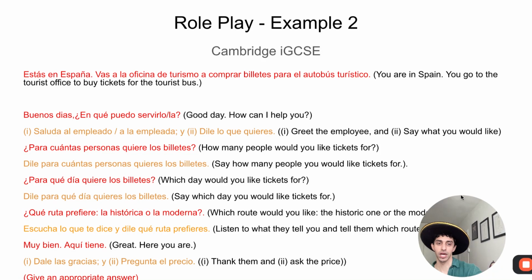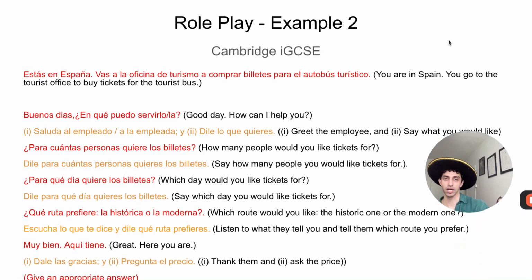Okay, so now time for example number 2. This particular example comes from a Cambridge iGCSE past paper. And Cambridge iGCSE, being an iGCSE exam board, has no distinction between foundation and higher tier, so everything is just one level. You can see that everything that the examiner would say is written out in red. Again, that information would not be given, or these questions themselves would not be given on the candidate's role play card, of course. But the scenario certainly would be, and that's written at the top here, which tells us that you are in Spain. You go to the tourist office to buy tickets for the tourist bus, which also indicates that this is a more formal situation than the first example.